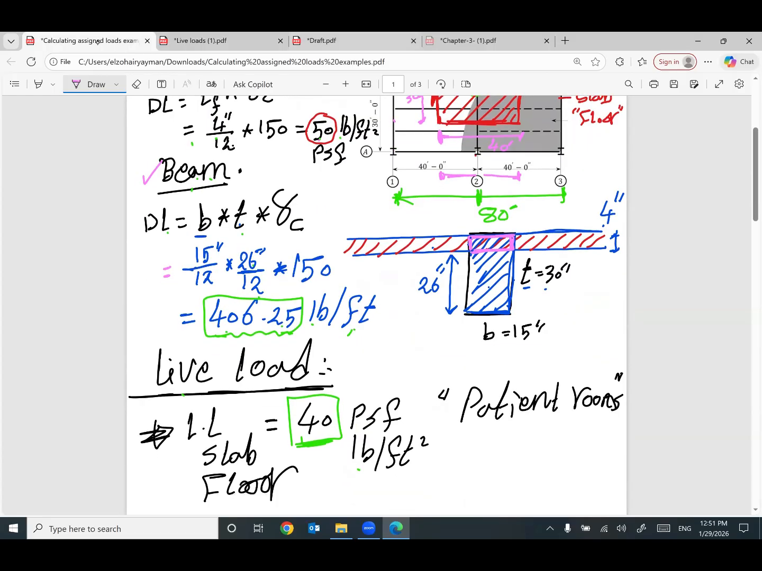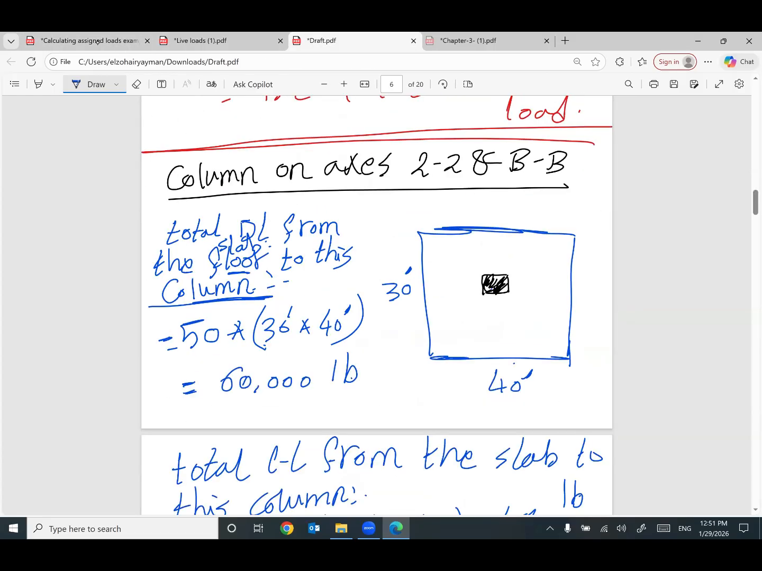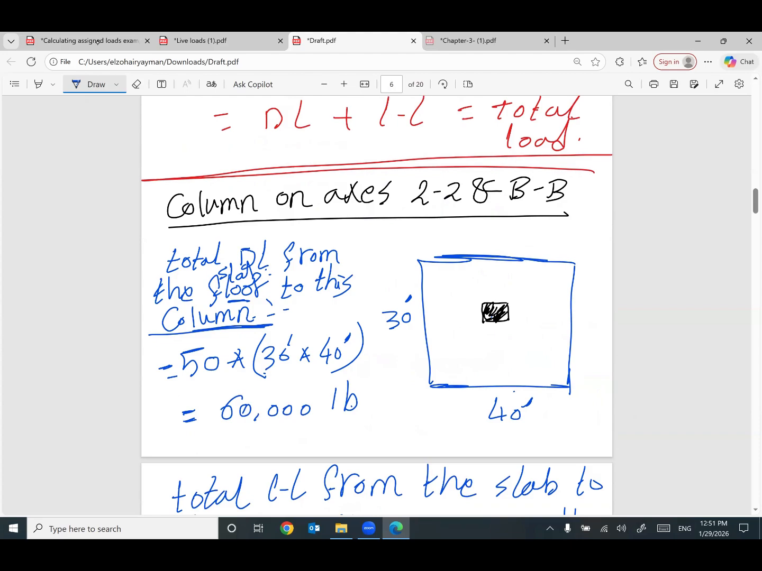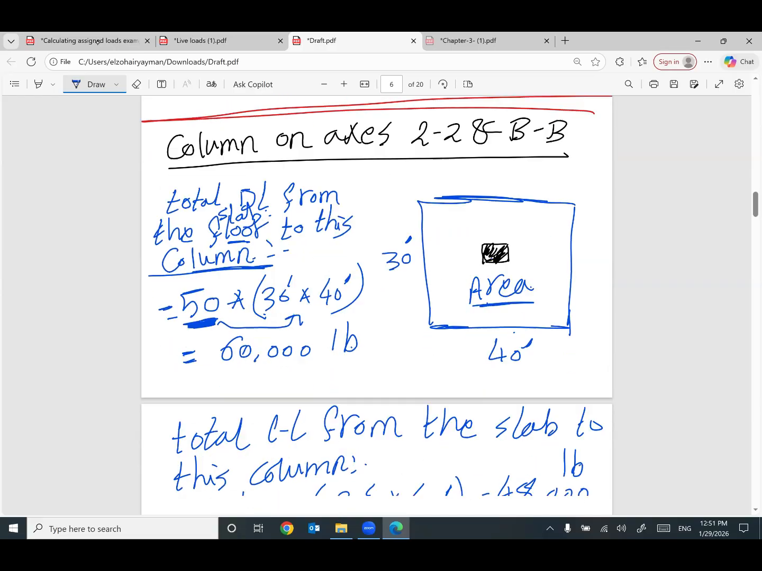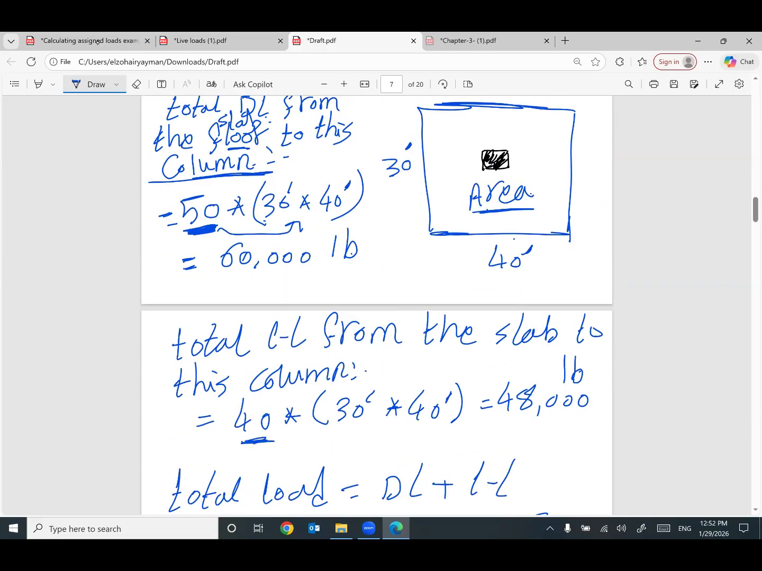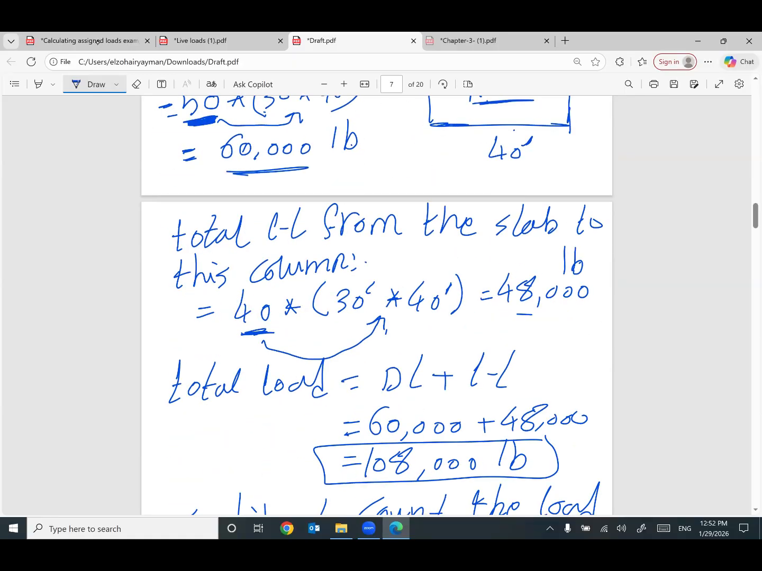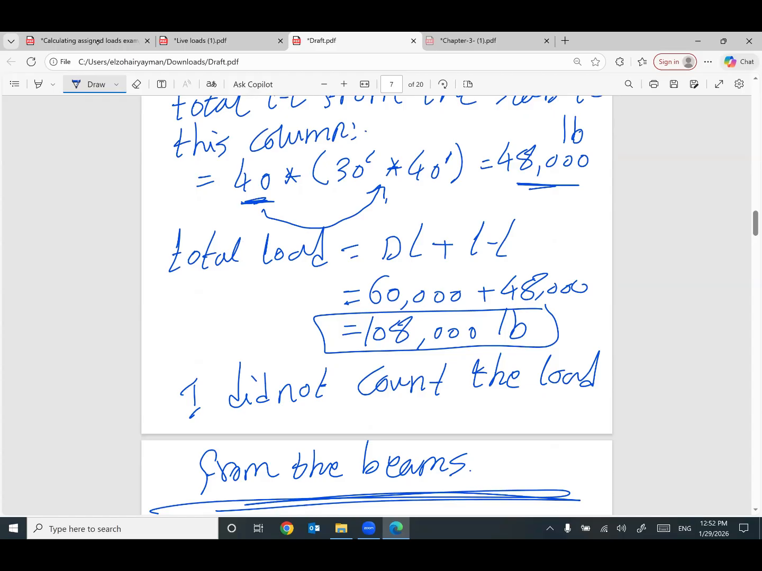How to figure out the total load on a column? It's very simple. Figure out how much is the area assigned from the floor to this column. Then take the dead load from the slab multiplied by this area, the live load from the slab multiplied by this area, and add these two values together to get the total load on the column assigned from the slab.